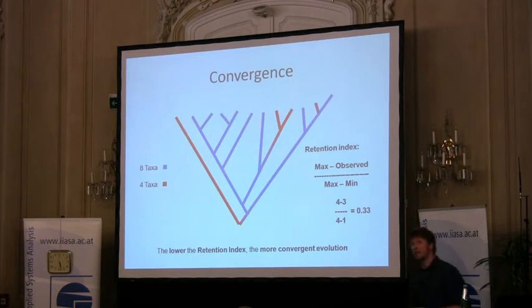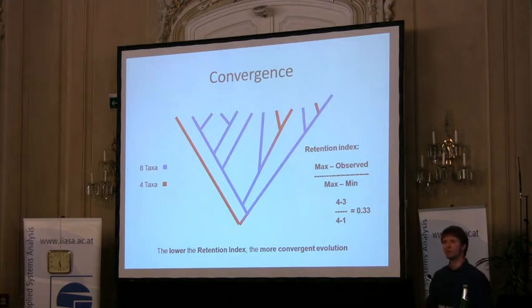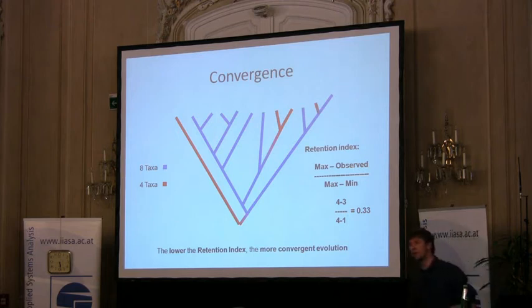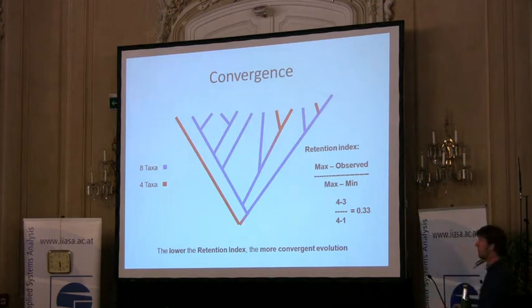I was also interested in the amount of convergence in pollinator shifts. So in other words, where the same pollination system would arise twice. And I used the good old retention index, which I borrowed from cladistics, to express the amount of convergence. The retention index ranges from 0, which is maximum convergence, to 1, which is no convergence. And in this particular example, we've got 3 independent origins of the red character state. The retention index would be 0.33.